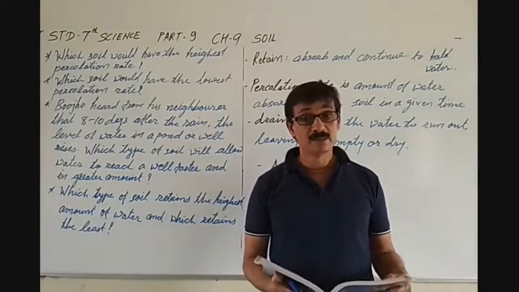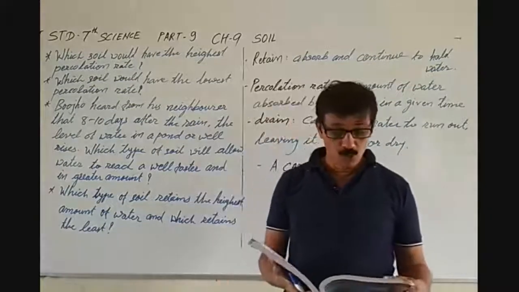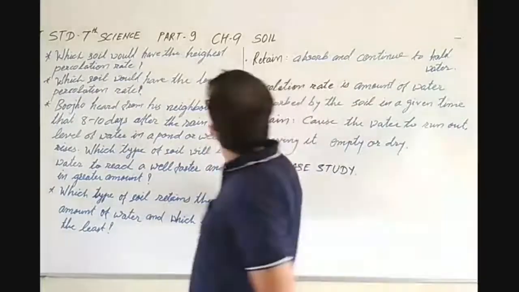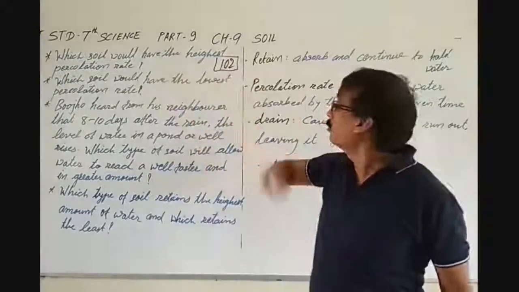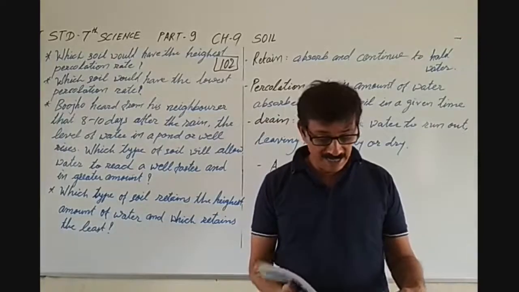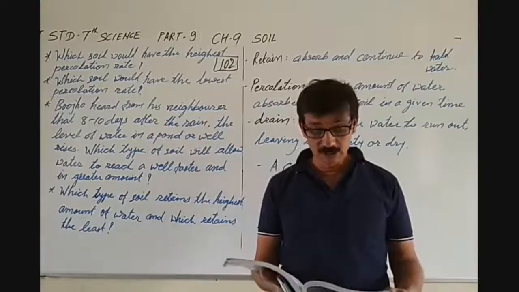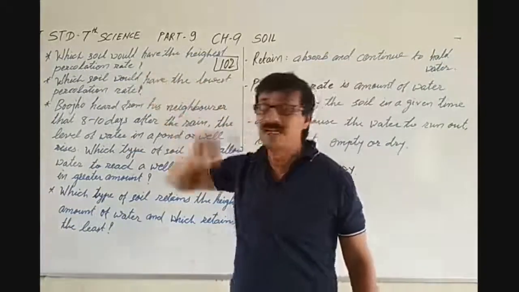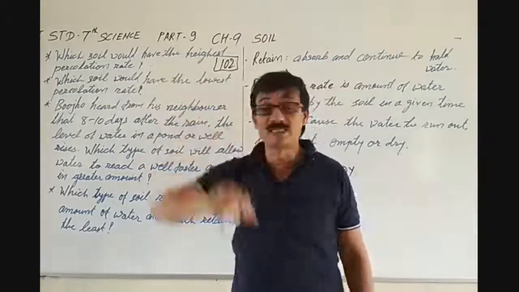Now in this part we will discuss some questions that are there in the textbook on page number 102. So open your textbook and open page number 102, and there are some questions. Find it out. See, first question is what? Which soil would have the highest percolation rate?